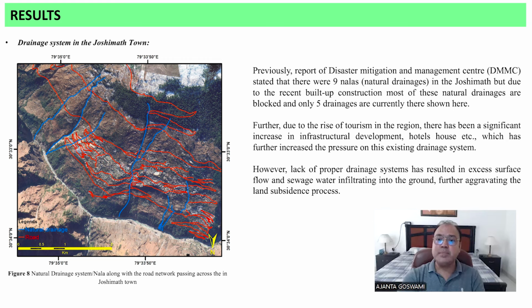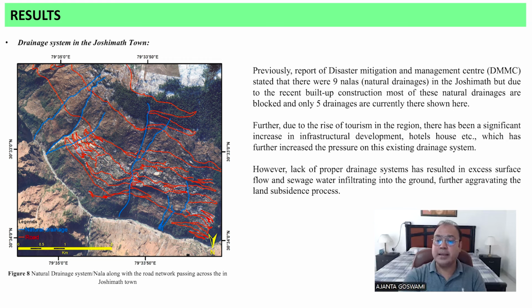But due to the recent built-up construction, most of these natural drains are blocked and only 5 drains are currently there, which is shown here. Further, due to the rise of tourism in the region, there has been a significant increase in infrastructure development, hotels, houses, etc., which has further increased the pressure on this existing drainage system. The lack of a proper drainage system has resulted in excess surface flow and sewage water infiltration in the ground, further aggravating the land subsidence process.